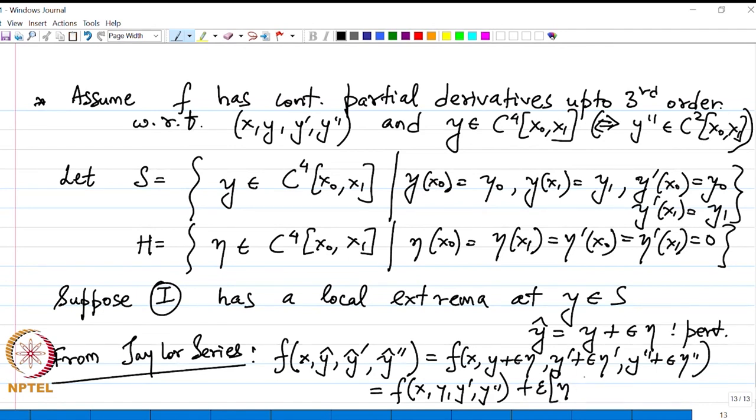The first order terms are as follows: eta del f del y plus eta prime del f del y prime. Notice that these first two terms are identical to our derivation of Euler Lagrange in the standard case. But now we have an additional term, which is eta double prime del f del y double prime, right? That comes from the fact that now f is also a function of y double prime. And plus higher order terms, right? I do not care about the higher order terms for epsilon sufficiently small, okay.